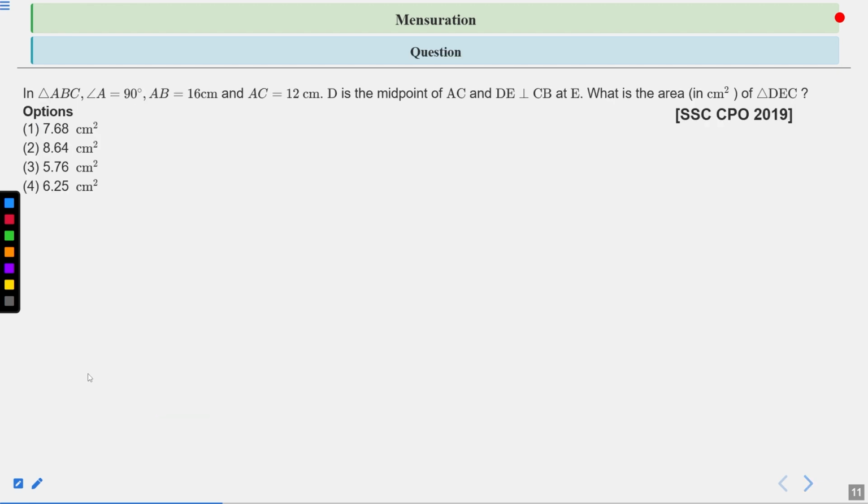In a triangle ABC, angle A is 90 degree, AB equals 16 centimeter, AC equals 12 centimeter. D is the midpoint of AC and DE is perpendicular to BC at E. What is the area in square centimeter of triangle DEC? And this question was asked in the SSC CPO exam 2019. So there are four options. First one is 7.68 square centimeter. Second is 8.64 square centimeter. Third one is 5.76 square centimeter. And fourth one is 6.25 square centimeter. Now you have 10 seconds to analyze the question. Your time starts now.